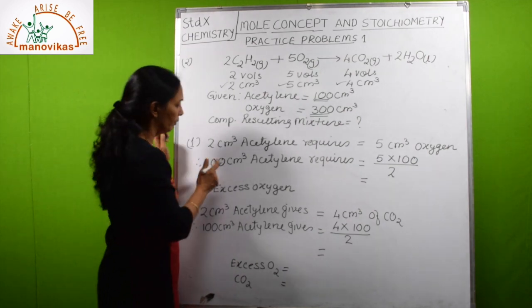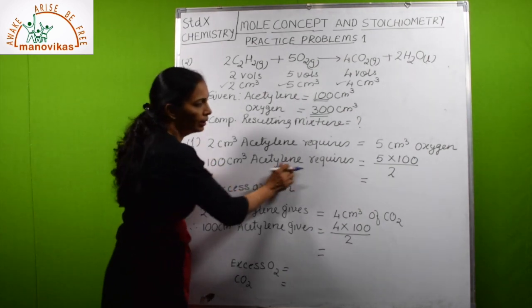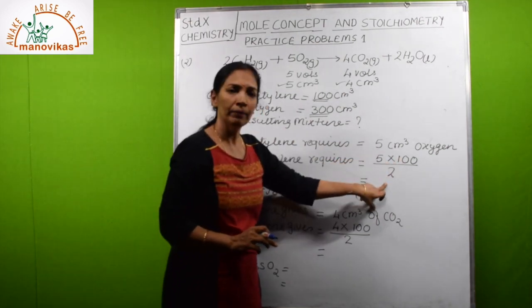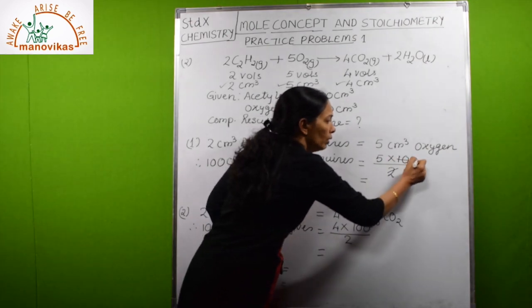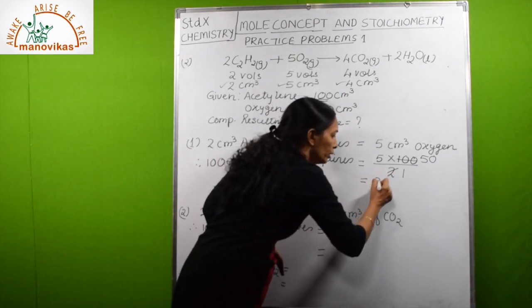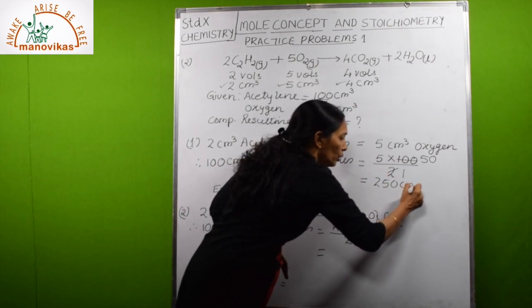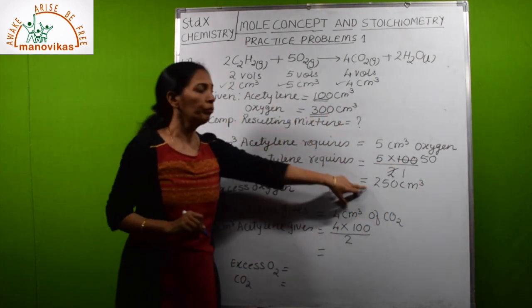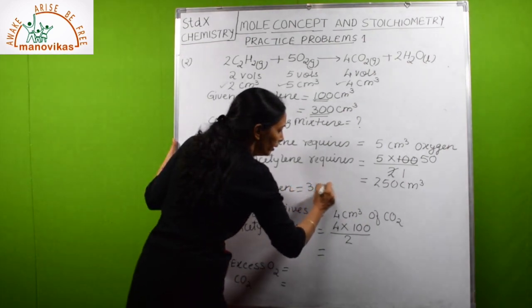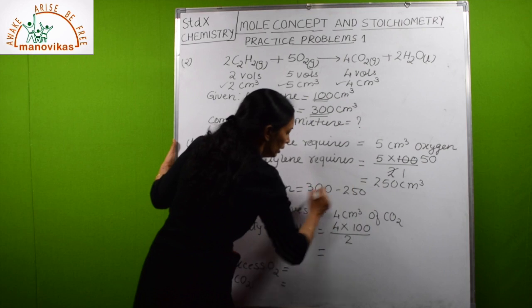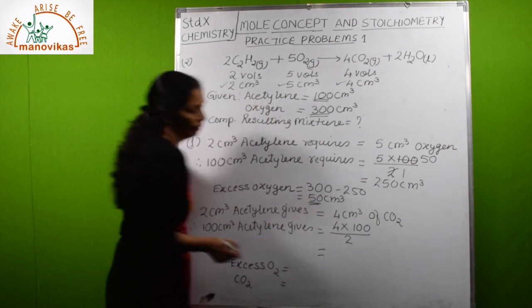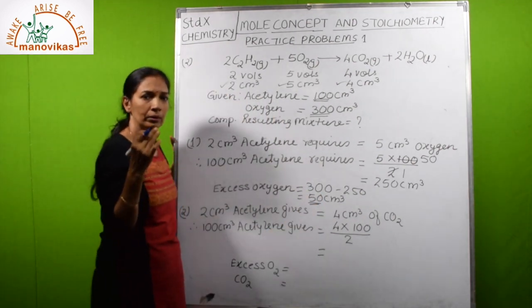Therefore, 100 cubic centimeter of acetylene requires how much oxygen? In this way you have to calculate: 5 into 100 divided by 2. 2 fives are 10, so 50, and 5 into 50 will be 250 cubic centimeter. So out of 300, 250 of oxygen will be used. How much is left, the excess oxygen? 300 minus 250 is equal to 50 cubic centimeter. So this will be part of the resulting mixture.